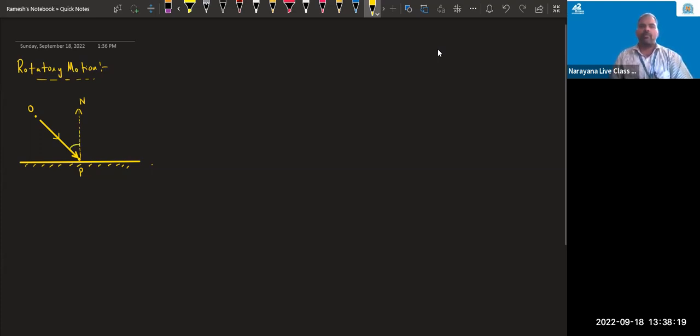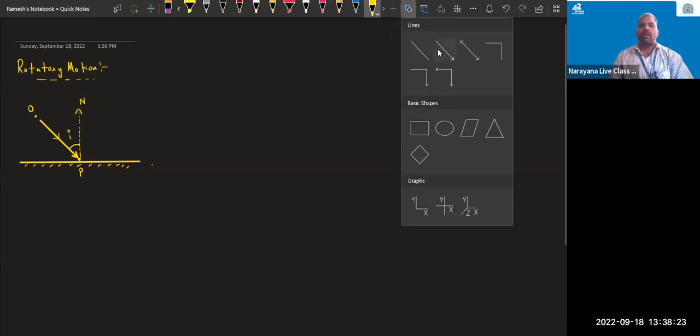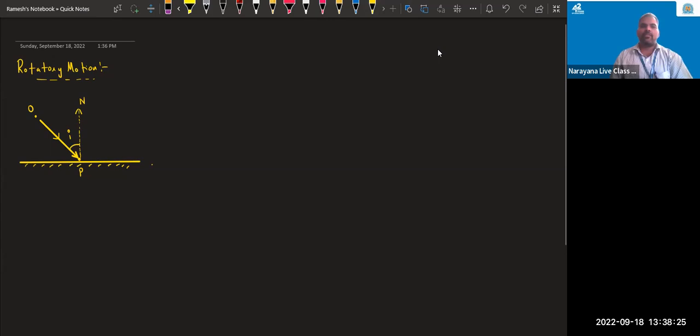So what is the angle between them? Is called angle of incidence. According to laws of reflection, angle of incidence equal to how much? Angle of reflection. Both are same only, no? Angle of incidence equal to angle of reflection. So this is called reflected ray.